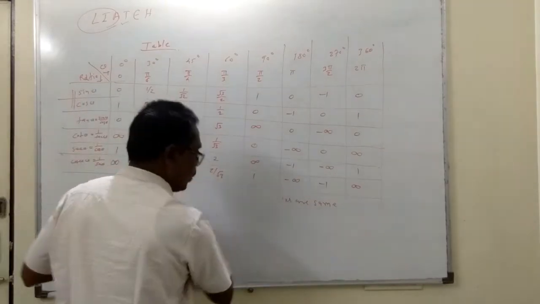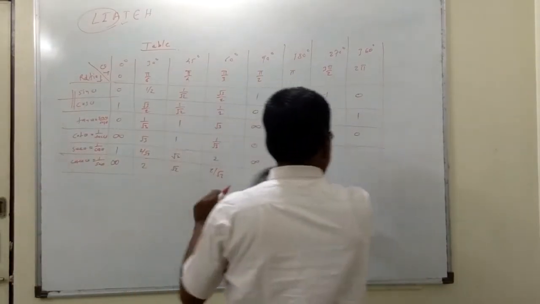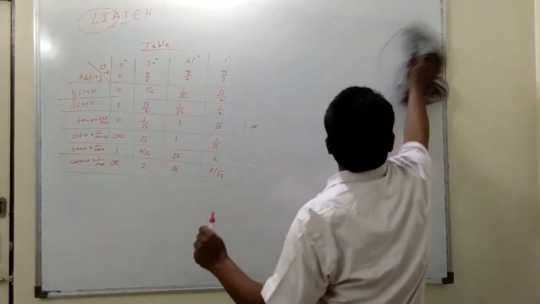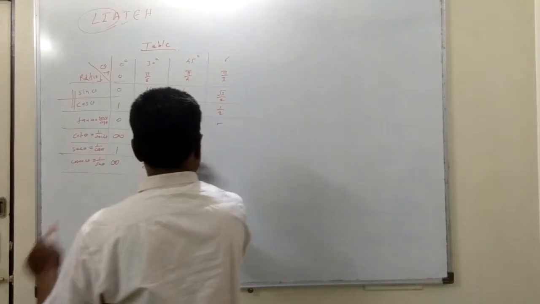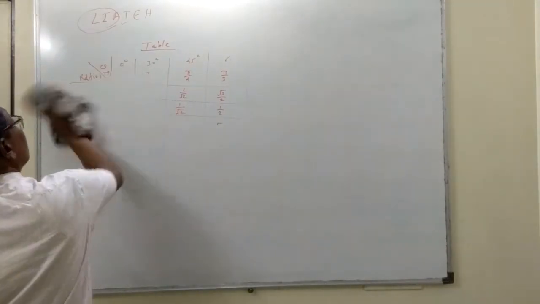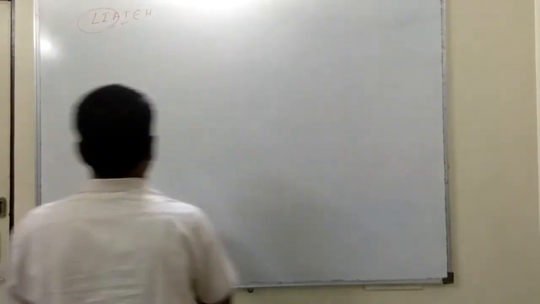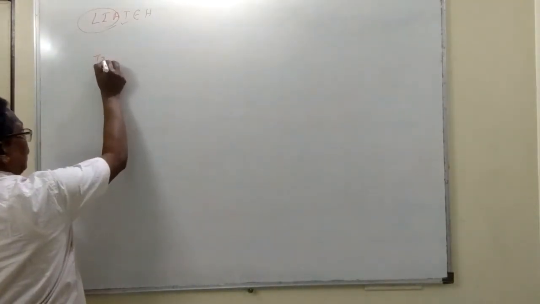Now next, we'll understand how to find the trigonometric ratios of allied angles. Very important article. So, trigonometric ratios of allied angles.